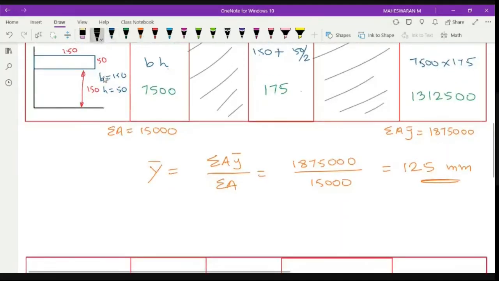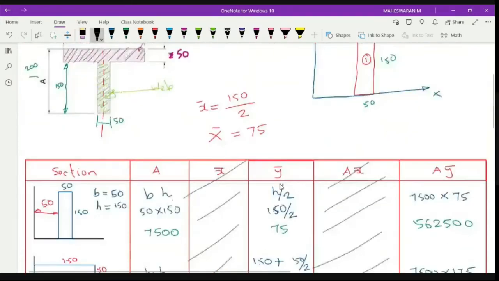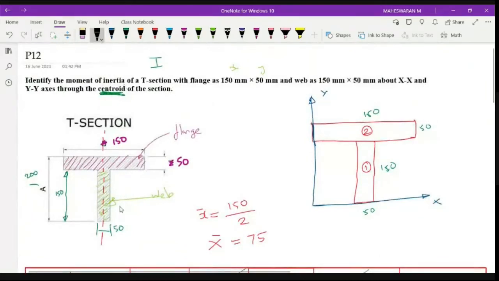Yes. Now we identify both the values. Capital X bar, which is equal to 75, and capital Y bar is equal to 125. Right? So make sure this is capital X bar and capital Y bar, which means the overall centroid for your object. Right? Small X bar indicates a particular section that you consider. Okay? Right. Now we proceed with your moment of inertia.